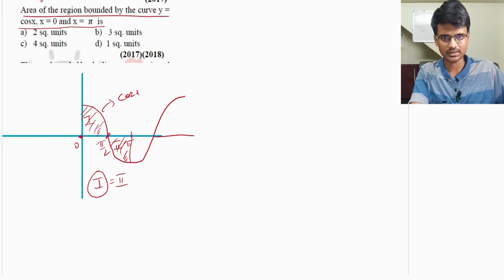So it is a straightforward question. 0 to pi by 2, this is the area of 1, and my curve is cos x dx. So what is the integration of cos x? Sin x, from 0 to pi by 2. Sin pi by 2 is 1, sin 0 is 0, so it is 1.